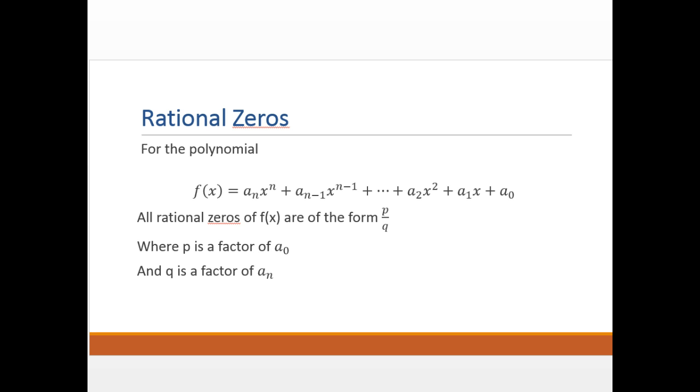Our last type is going to be rational zeros. Not all zeros come in nice little numbers. Some of them come in fractions. So we need to find out how to find all the rational zeros. All rational zeros are of the form p over q, and p is always a factor of a0. It's always a factor of the constant term. And q is always a factor of an, which is the leading coefficient. So let's see how this works.